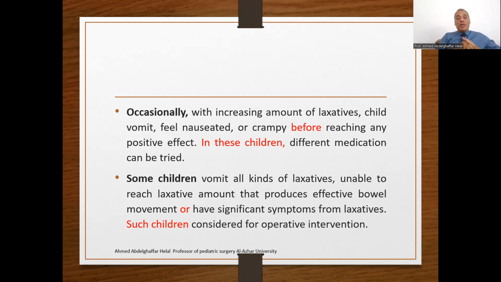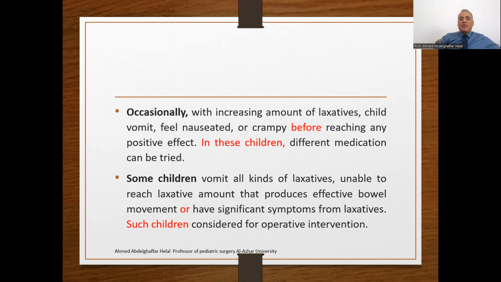Occasionally, with increasing amounts of the laxative, the child vomits, feels nauseated, or has severe crampy abdominal pain before reaching any positive effect from the laxative. In these children, a different medication can be tried. However, with more severe problems, some children vomit all kinds of laxative, unable to reach a laxative amount that produces an effective bowel movement, or have significant symptoms from the laxative. Such children are considered for operative intervention, surgical intervention. So occasionally, you may face these types of children.